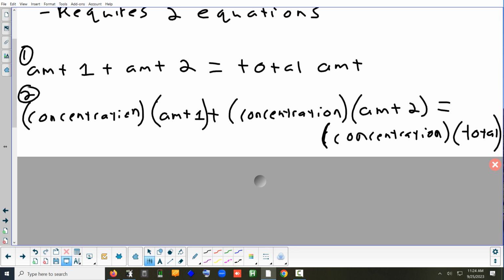So the things I'm highlighting, these are given. Given, given, given, given. The only thing you have to do is pick a variable for amount 1, I use X, and a variable for amount 2, I usually use Y. But the other 5 things are all given.